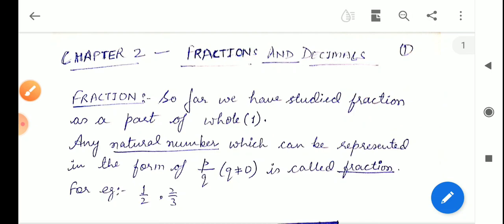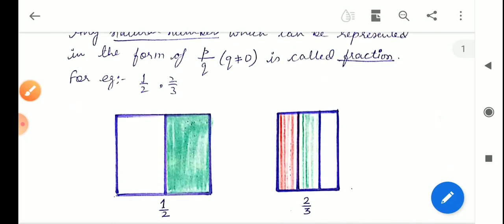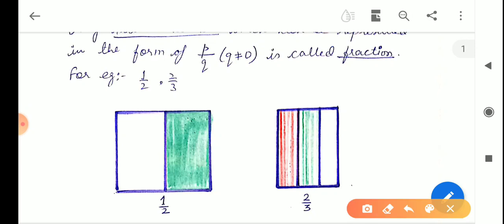Now, we are going to study further in terms of numbers. Any number which can be represented in the form of p by q, provided the condition is that the denominator q will never be equal to 0 because it is not defined, is known as a fraction. You have studied this in the previous chapter. For example, you can see 1 by 2, 2 by 3.